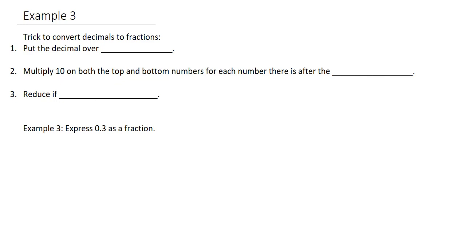Example 3. The trick to convert decimals to fractions is to put the decimal over 1, and then multiply by 10 on both the top and the bottom for each number there is after the decimal, and reduce if possible. Let's look at the first example.